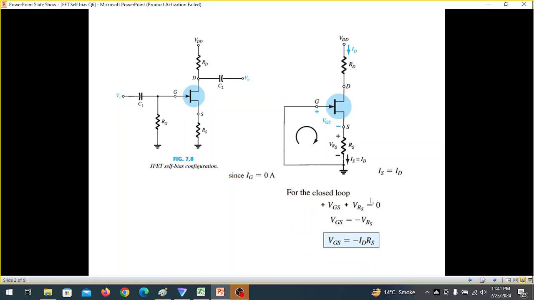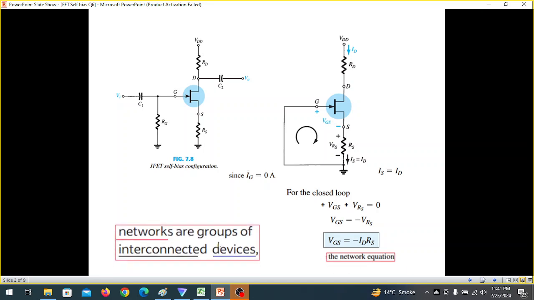And this equation is called the network equation. VGS plus VRS equal to 0, and therefore VGS is equal to minus VRS, or VGS equal to minus IDRS. This we have already learned, and this is called the network equation.